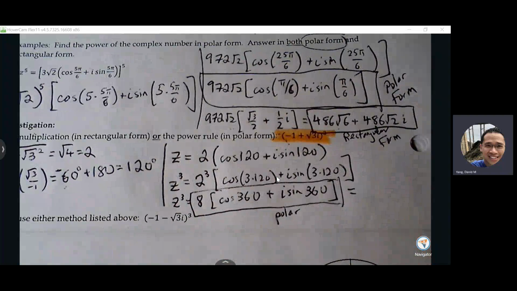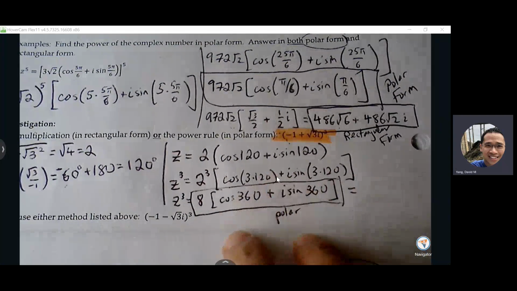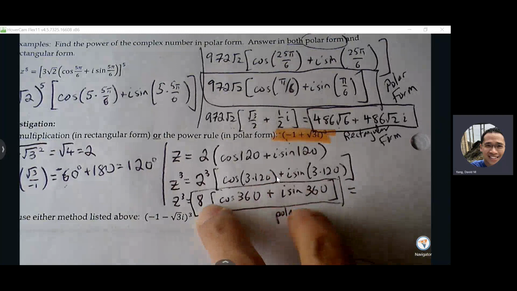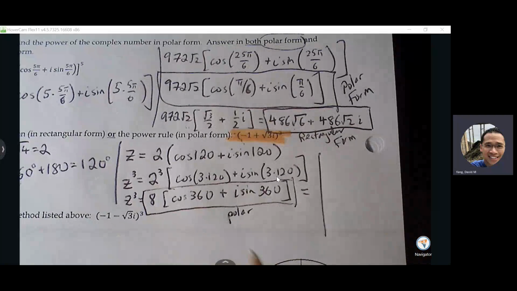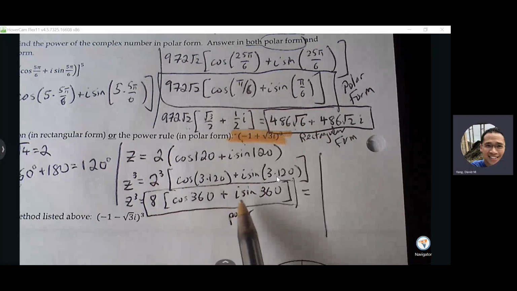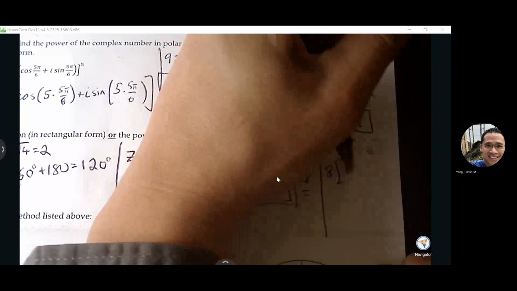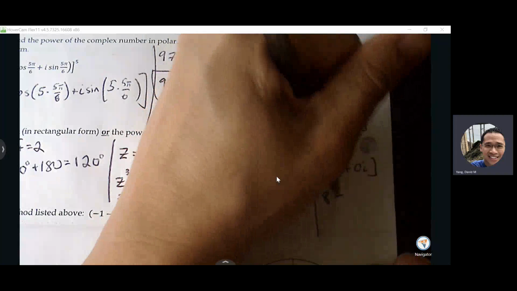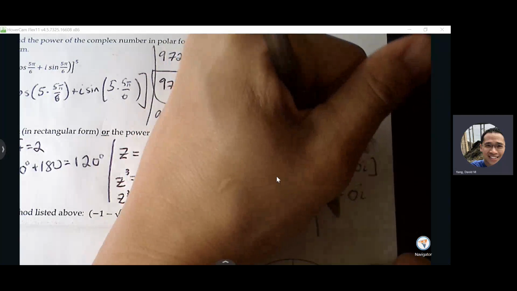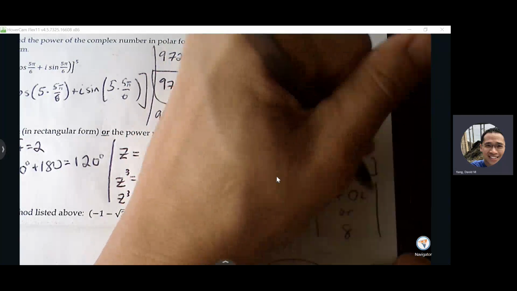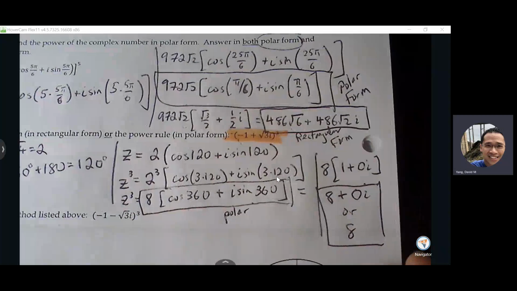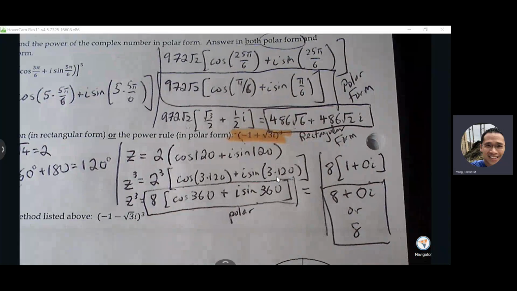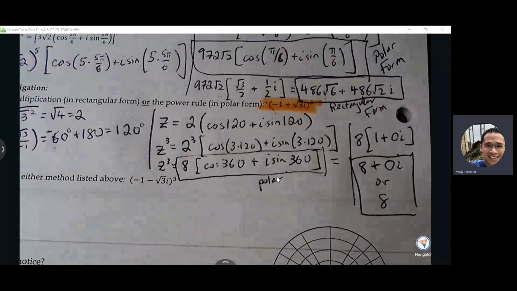If I want to get it into rectangular form, I can just resolve the cosine and sine of 0 and distribute the 8 through. What's cosine of 0? 1. What's sine of 0? 0. So you can say it as 8 plus 0i, or you can just say 8. Either way is fine. If you feel more comfortable putting it in that a plus bi form, then you can leave it in that form, or you can drop that 0.